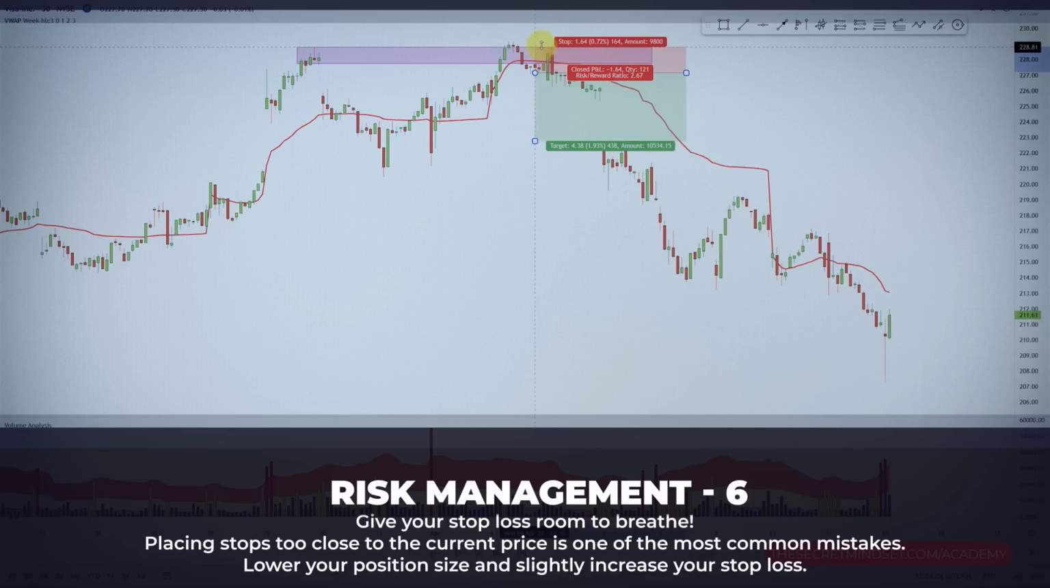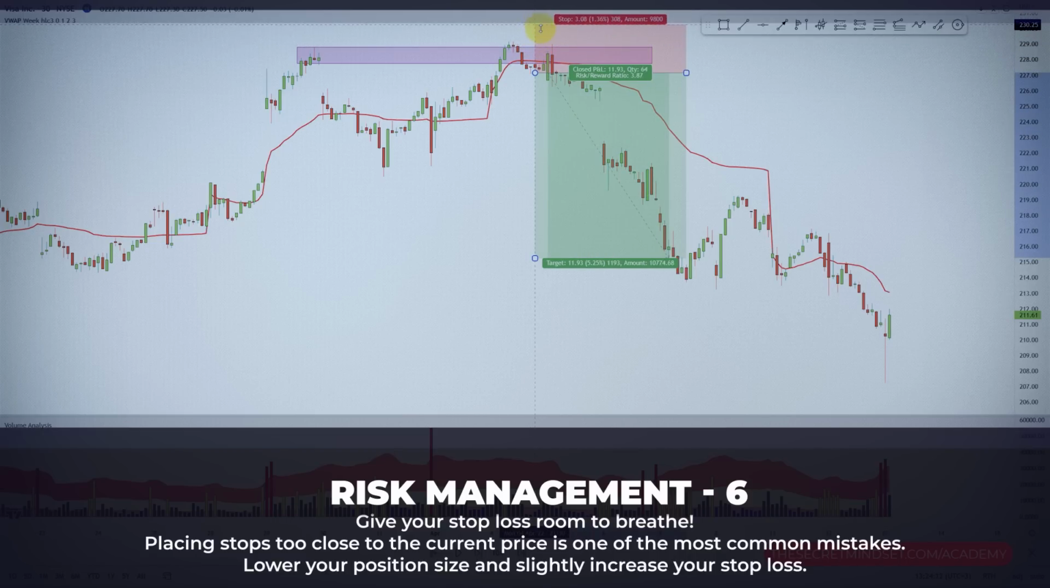How many times have you been right about the market's direction? Your trade signal was right, but you still lost money somehow. This keeps happening to you because your stop loss is too small. When you day trade, the market can move unpredictably, and if you place your stop too tight, there is a high chance that you'll be stopped out before the price continues to go in your direction.